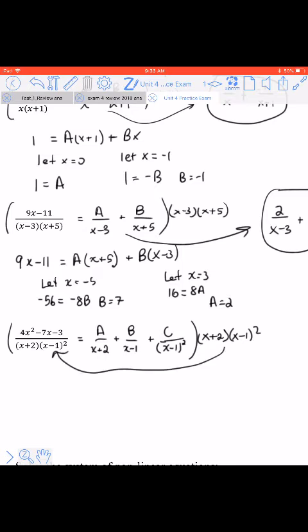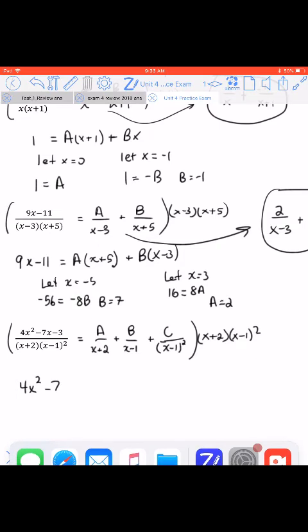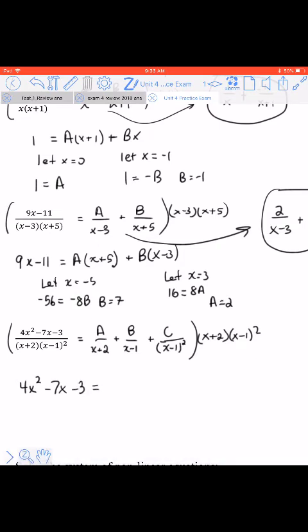When this multiplies over there, the LCD is going to cancel with the entire denominator. So you're just left with the numerator, 4x squared minus 7x minus 3. Now when this multiplies to the a partial fraction, the x plus 2's would cancel, so a multiplies the x minus 1 squared.